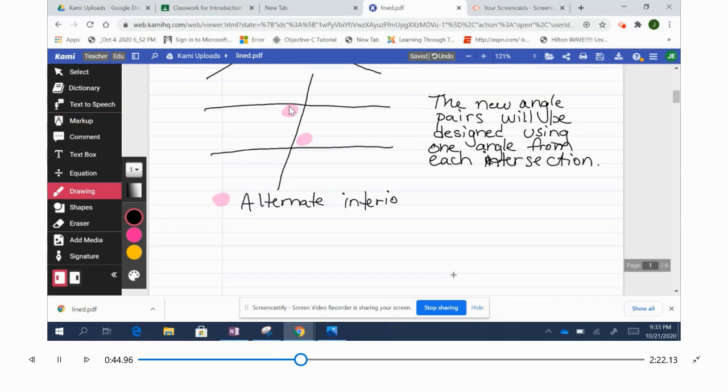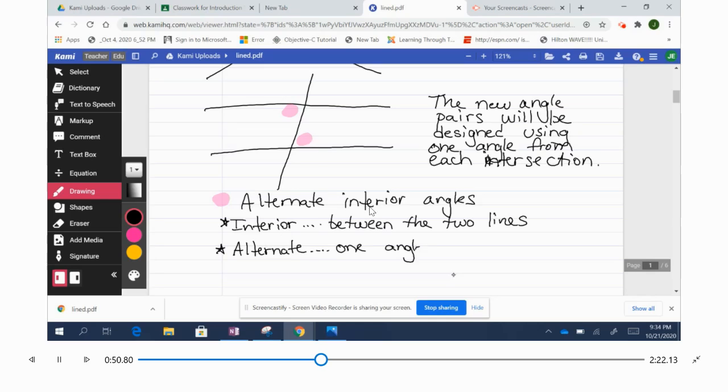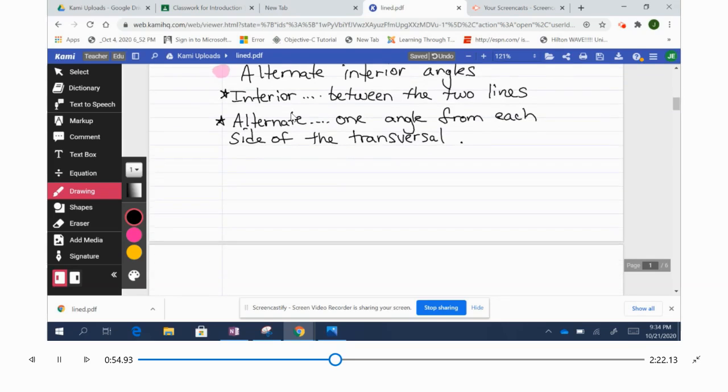Now, the first different angle pair that we're going to work with is alternate interior angles. So the interior is between the two lines. Alternate, you have to go one on each side of the transversal.